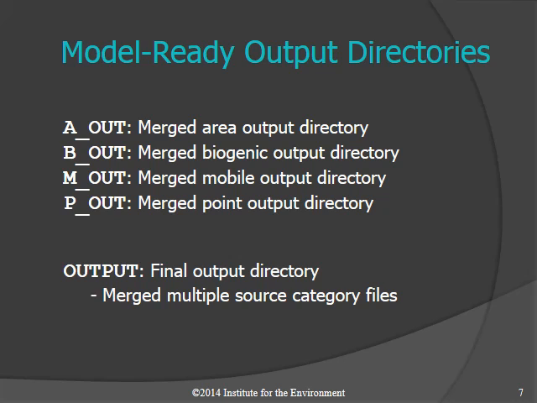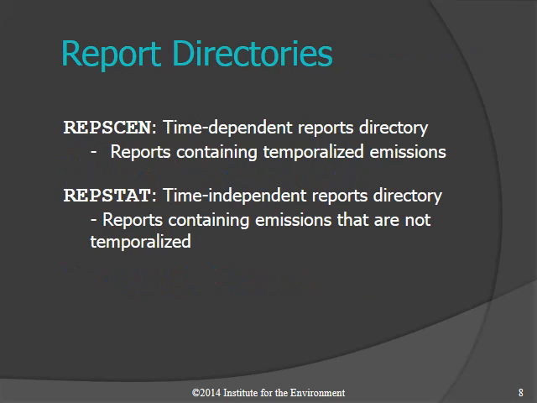The outputs from Smoke merge are written to the AOUT, BOUT, MOUT, and POUT directories, where A equals area, B equals biogenic, M equals mobile, and P equals point. The output from the merge grid program is written to the directory aliased by the environment variable output. The Smoke QA program Smoke report outputs time-dependent or scenario reports to the rep_sen directory, and time-independent or static reports to the rep_stat directory.